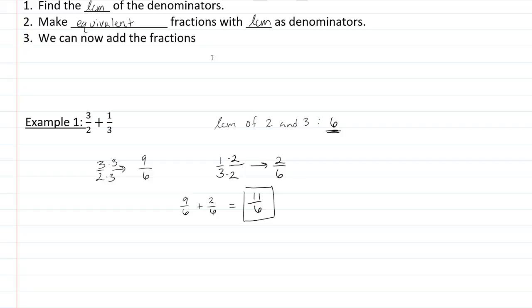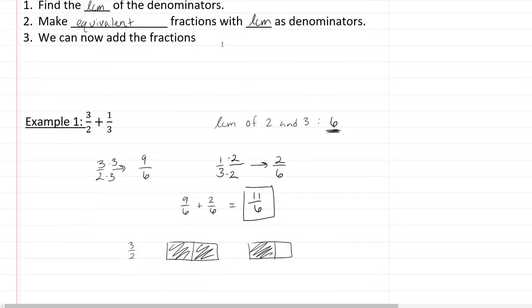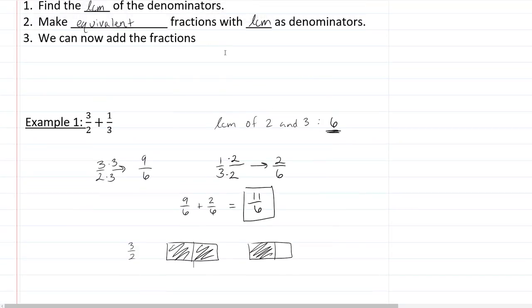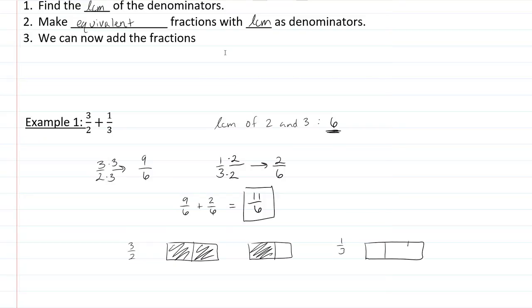If we were to look at this pictorially, it would be a little different. So let's look at some bars. So if we represent 3 over 2 with bars, we would have 2 bars, right? One half full and one totally full, but cut into sections of 2. Now let's look at 1 over 3. We would have 1 bar cut into sections of 3 with one of them shaded in.